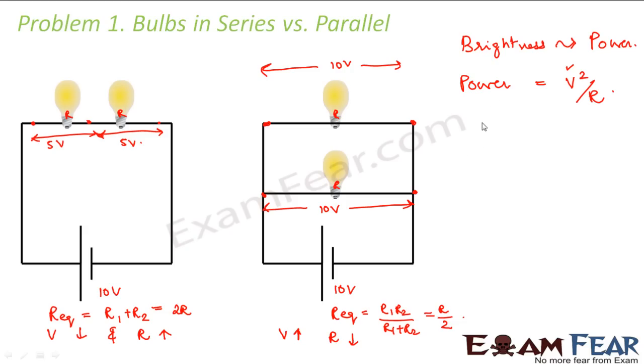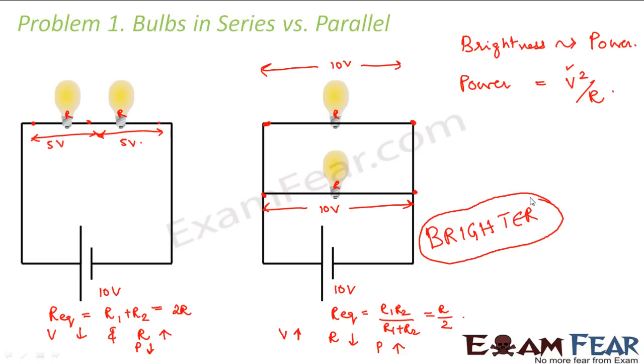Now power is directly proportional to voltage and inversely proportional to resistance. So if voltage is more and resistance is less, then power will be more. Therefore in the parallel case, power is more, whereas in the series case the power is less. Therefore the series one is dimmer and the parallel one is brighter. So the bulbs arranged in parallel glow brighter.